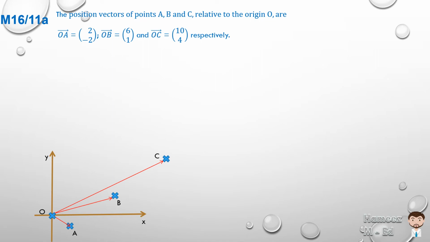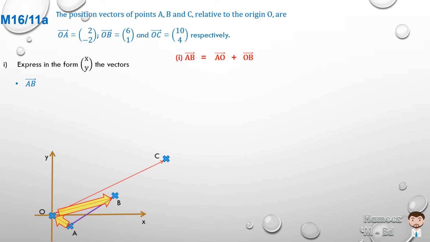Now, in part 1, express in the form (x, y) as a column vector the vector AB. So, let's take a look at going from A to B. Let's use a purple line. How can we pass from A to B? We can go from A to O, and then O to B. So AO is minus OA, same length but opposite direction, so we need to put a negative sign, plus OB. Let's substitute for OA and OB that were given above. So AB is equal to (-2, 2) plus (6, 1).